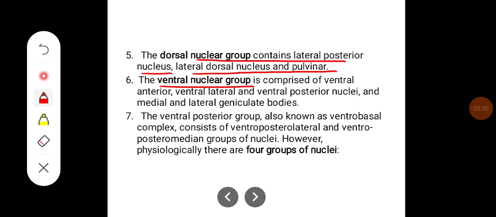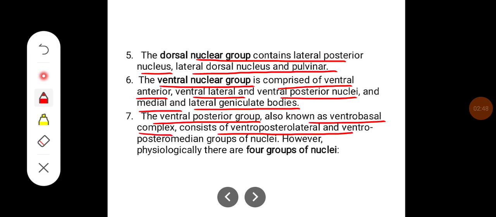The ventral nuclear group is comprised of ventral anterior, ventral lateral, and ventral posterior nuclei and medial and lateral geniculate bodies. The ventral posterior group, also known as ventrobasal complex, consists of ventroposterolateral and ventroposteromedian groups of nuclei. However, physiologically there are four groups of nuclei.